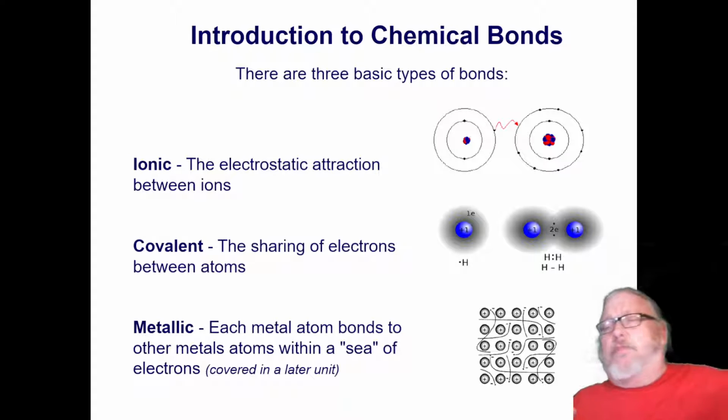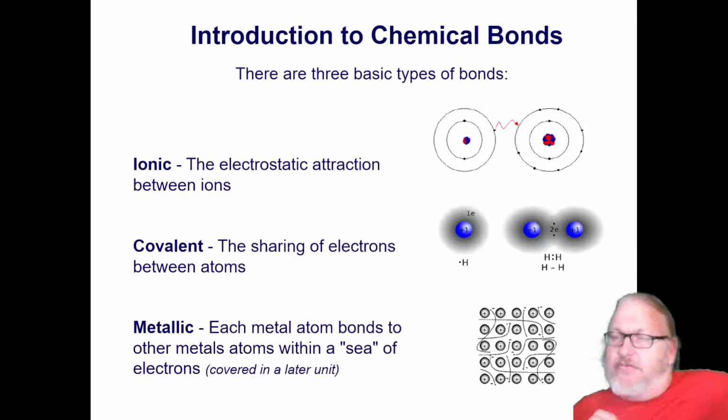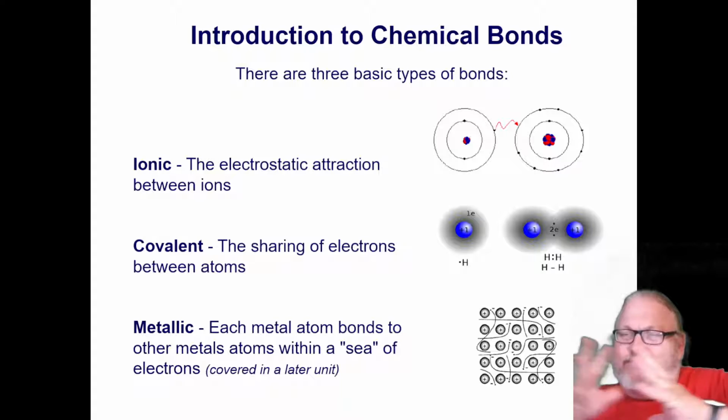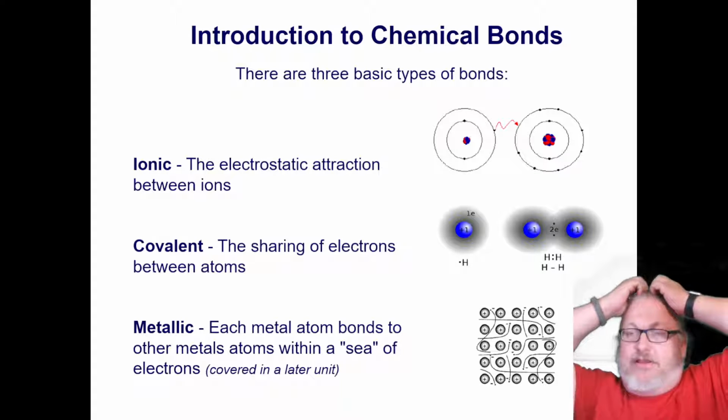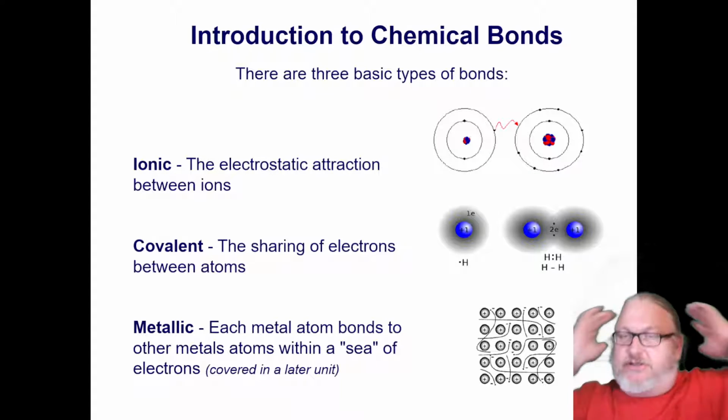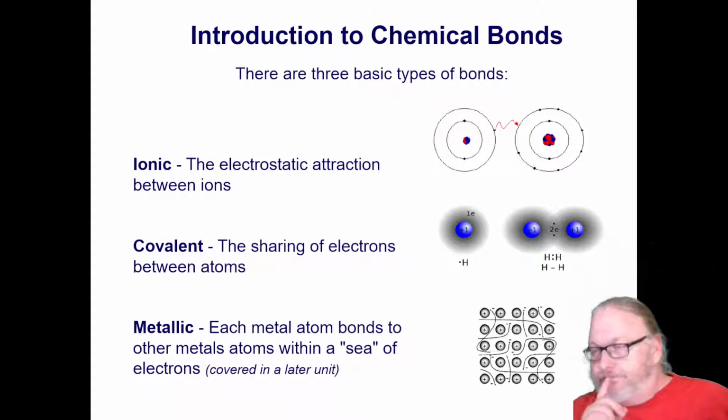So we're going to be studying three basic types of chemical bonds. The first one is the ionic bond. If you think of what a bond is, it's a gathering together. It's the electrostatic attraction between ions.